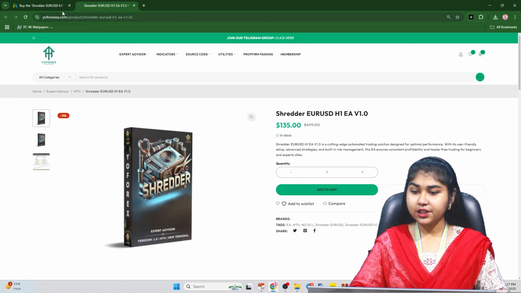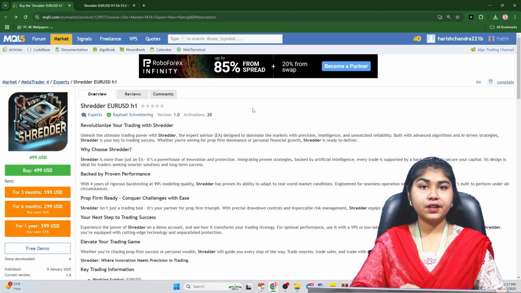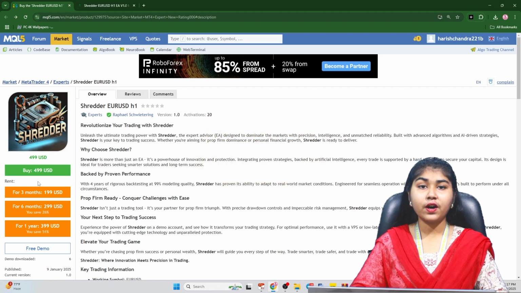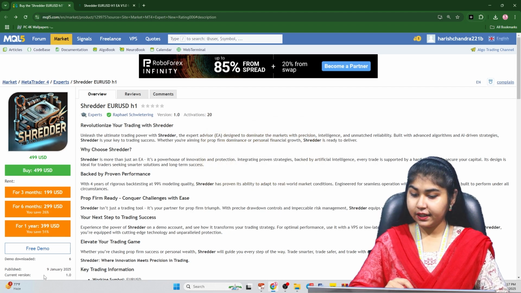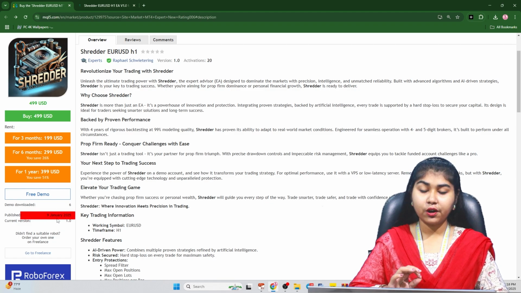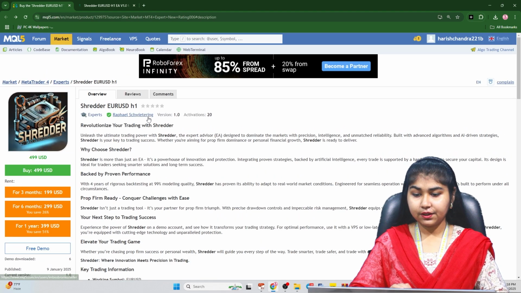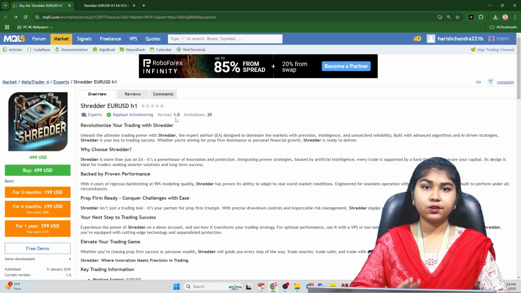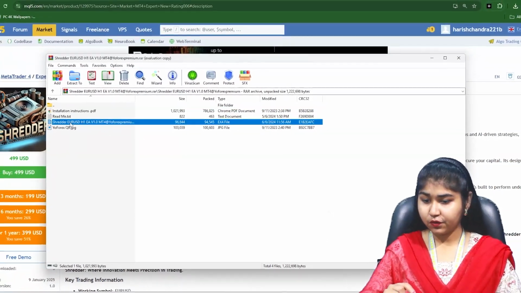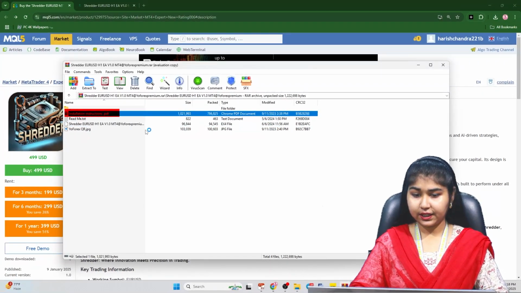But first, I'll share the original product that is available on the M12.5 marketplace for nearly $500. This product was published recently, on 9th of January 2025. This is the developer and this is the latest version, version 1. So here I have this expert advisor file. This is the installation instruction.